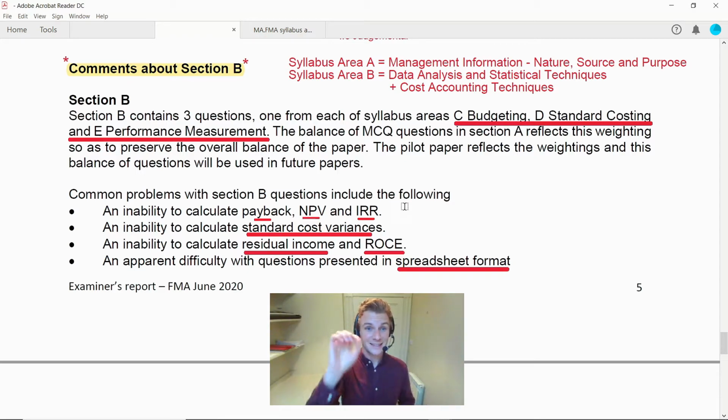The next thing is Section B. The external examiner, and this is massive, has told you Section B contains 3 questions, one from each of the syllabus areas. So in other words, the external is telling you right now, if you don't know about budgeting, you don't know about standard costing, and you don't know about performance measurement, you can say goodbye to 30 marks on this exam, and they can also be tested in Section A. But you know they can be focused down. Keep doing the past paper questions as well. That is going to be really, really helpful for you because you can narrow down your actual revision on this.